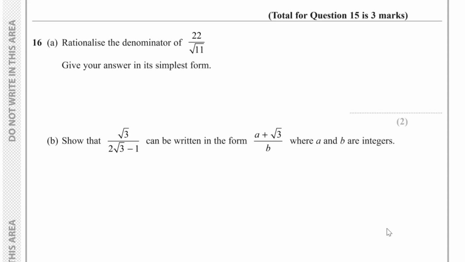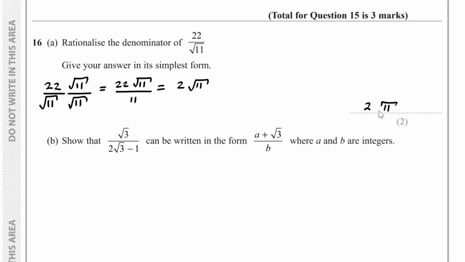Question 16. For part A, we have to rationalise the denominator of 22 over root 11. Give your answer in its simplest form. So we start off with this 22 over root 11, and we need to multiply both the numerator and the denominator by root 11. So 22 times root 11 gives 22 root 11. Root 11 times root 11 gives 11. 22 over 11 gives 2. So we end up with 2 root 11 as our final answer.